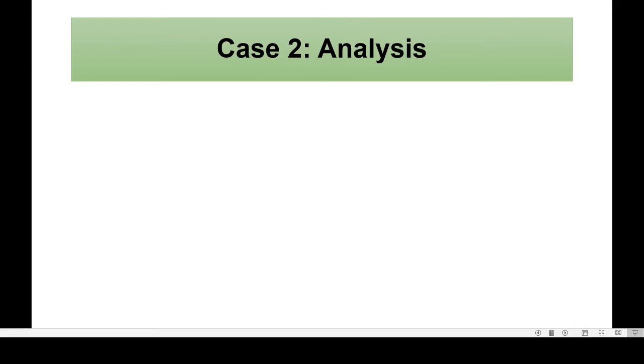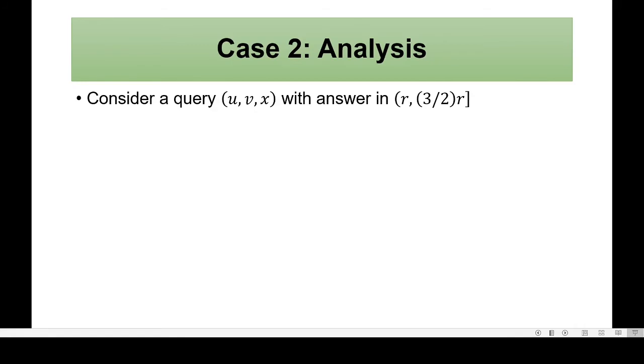Why is this correct? Let's consider a query UVX. Without loss of generality, we may assume its answer is greater than r, but no more than 3/2 r. This is because if the answer is at most r, then we can answer this query by the old DSO, and if the answer is greater than 3/2 r, we simply don't care.